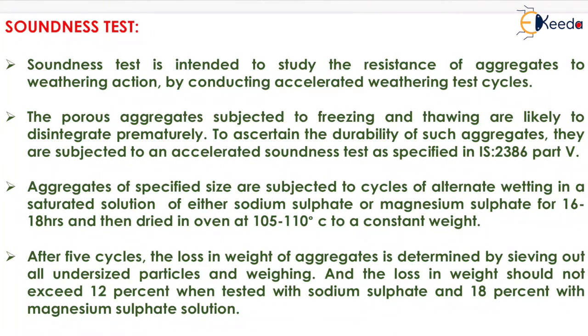Part 5. Aggregates of specified size are subjected to cycles of alternate wetting in a saturated solution of either sodium sulfate or magnesium sulfate for 16 to 18 hours and then dried in an oven at 105 to 110 degrees Celsius to a constant weight. After 5 cycles, the loss in weight of aggregate is determined by sieving out all undersized particles and weighing. And the loss in weight should not exceed 12% when tested with sodium sulfate and 18% with magnesium sulfate solution.